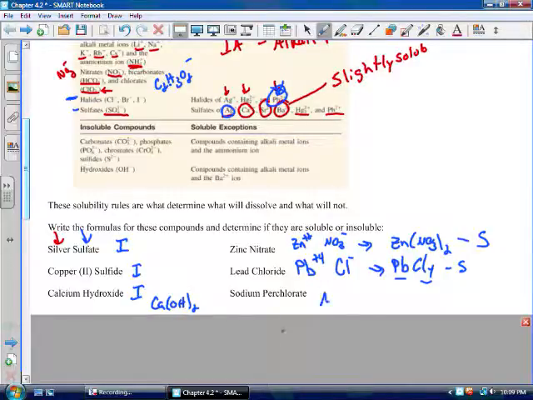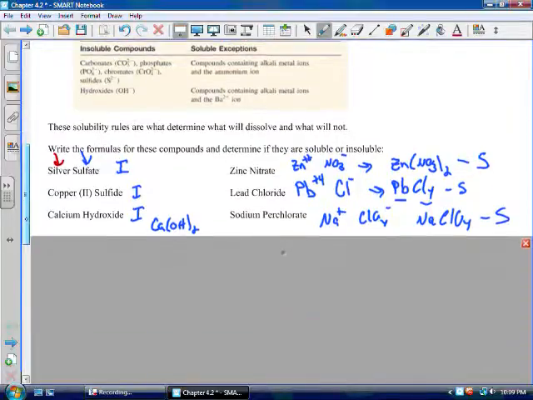Sodium perchlorate. Na is plus 1, perchlorate is ClO4, that's negative 1, so it's NaClO4. Right away I look and I see sodium is part of the alkali metals, so this is automatically soluble.